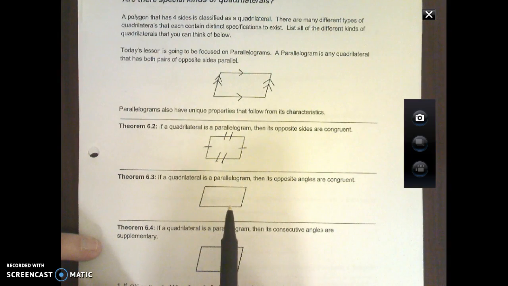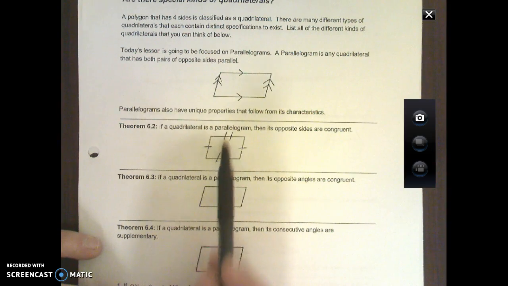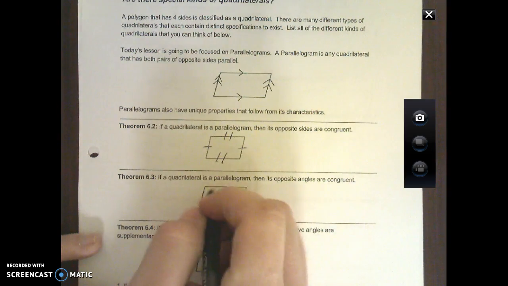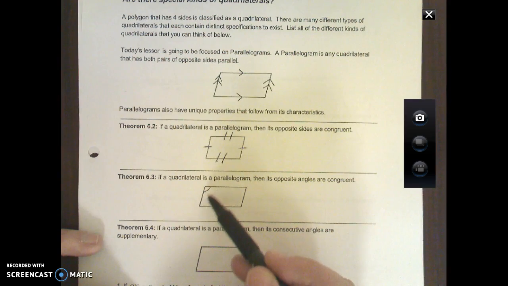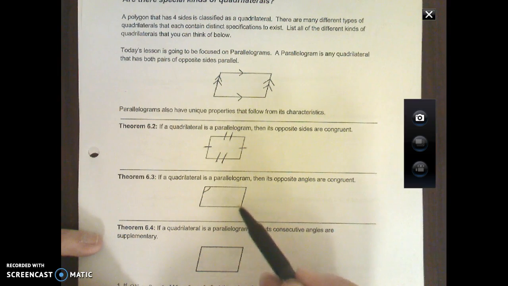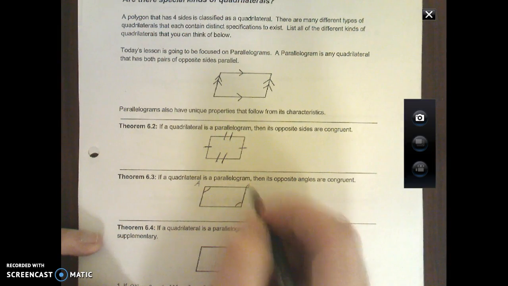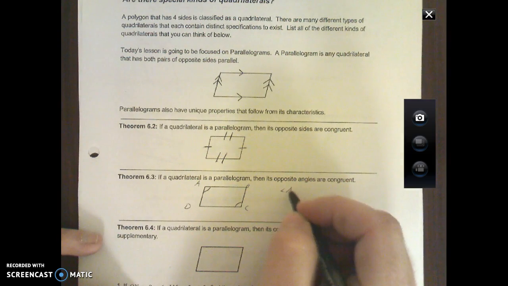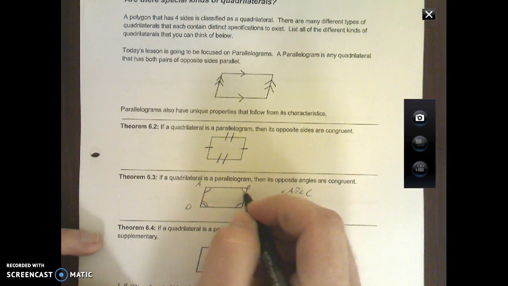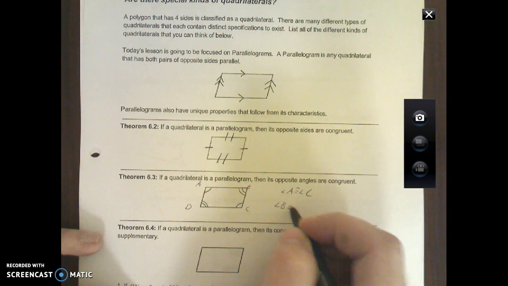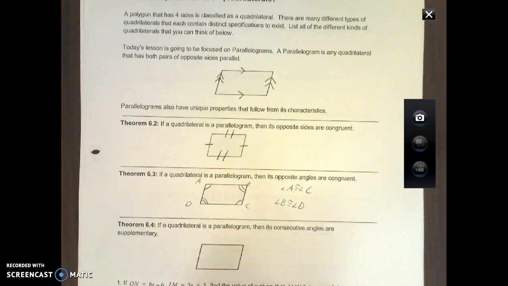If a quadrilateral is a parallelogram, then its opposite angles are congruent. Now, opposite sides are easy to see. Opposite angles: if I have an angle right here, the opposite angle is diagonally across from it. So it's not the adjacent ones, but across from. If I call this A, B, C, D, I can say that angle A is congruent to angle C, and angle B is congruent to angle D. That's all we're looking at there.